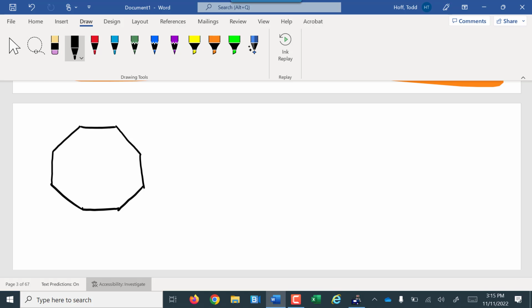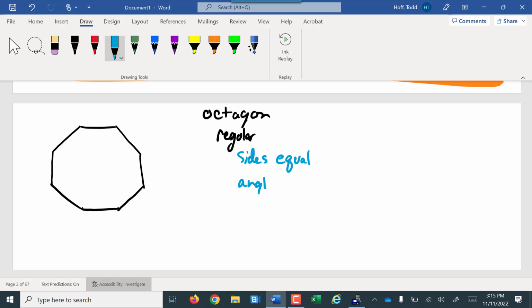So this is an octagon because it has 8 sides. It's what we call a regular octagon. At least it should be if I could draw, because all the sides are equal and all the angles are equal. You could have an octagon that actually looks like this. It's still 8 sides, it's just stretched out in one direction.